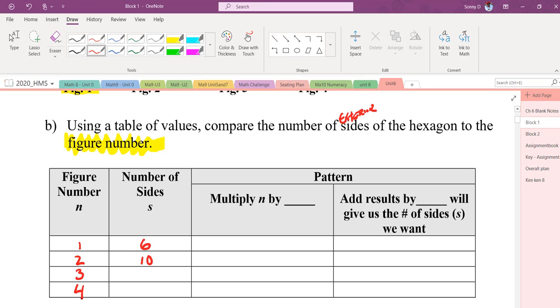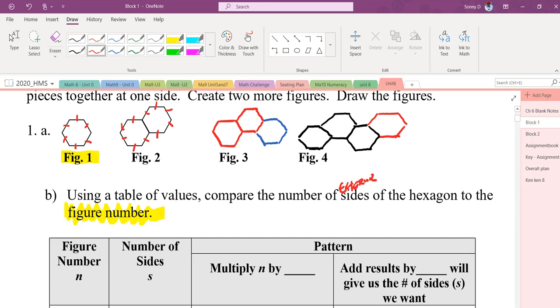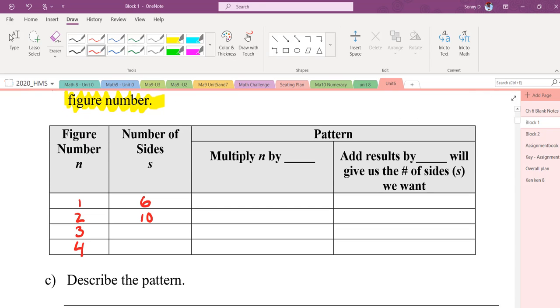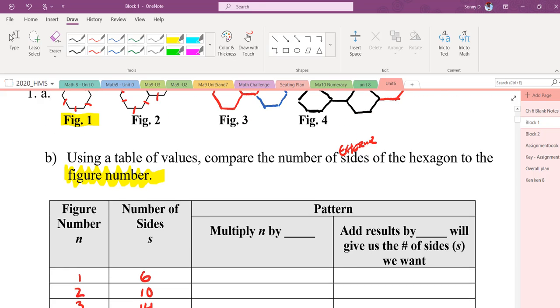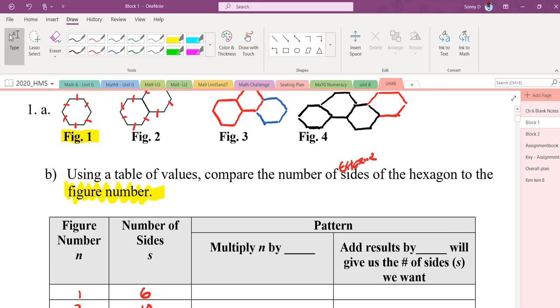Figure 3 has, Jacob? Wouldn't it be 15? 14. 14, yeah. 18. And 18, thank you. Right? Usually patterns are easier to detect sometimes just by visually looking at it, the first one, then putting a numeric sense makes it a little bit more difficult.